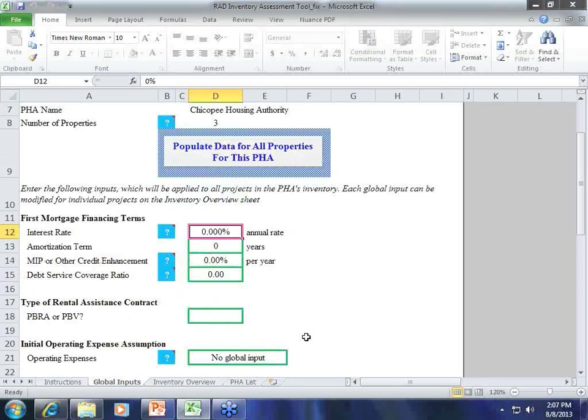I'm going to assume that we're going to be looking at FHA financing for these three properties if needed. So I'm going to enter in some financing terms: interest rate 4.5%, amortization term 35 years, mortgage insurance premium 0.45, and the debt service coverage ratio of 1.2. The 1.2 debt service coverage ratio is a little higher than FHA can even go lower, but just to provide a little cushion here. Type of rental assistance contract. This actually doesn't have a huge impact on the tool, but just to get things started, I'm going to enter PBRA.